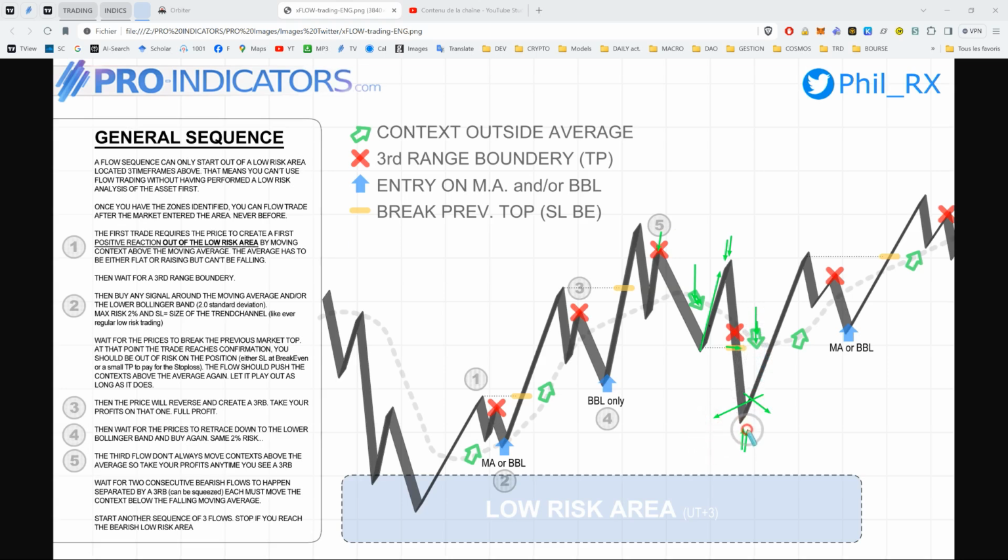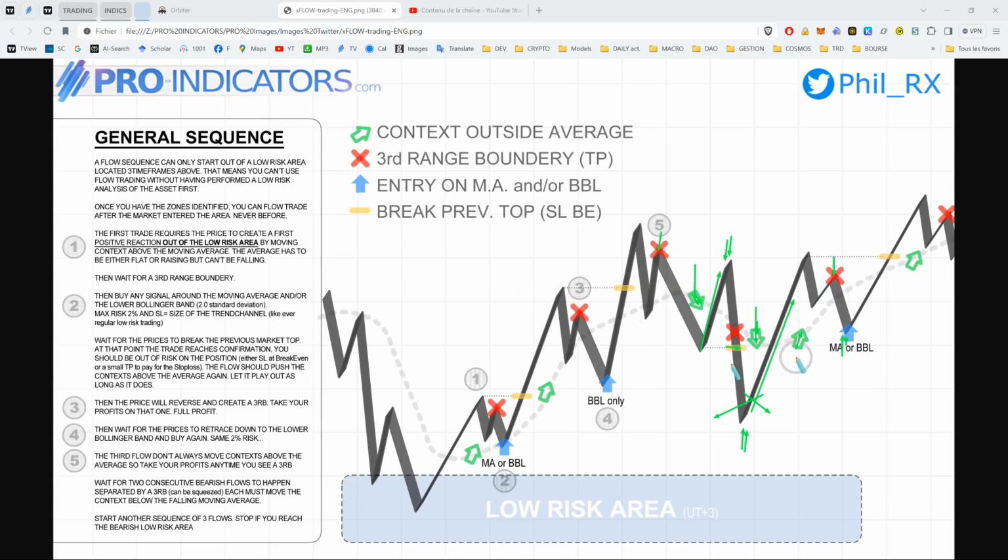Buying is not permitted by the strategy. There's no buying strategy in here that tells you you're going to buy there or there. It's just don't try to buy it. You wait until the first flow installs itself with a moving average that is crossed over by the support context, followed by a third range boundary, and only then, following that sequence, you can buy the market again.